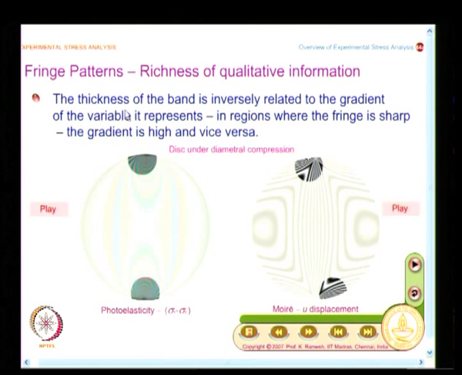The thickness of the band is inversely related to the gradient or the variable it represents. So, that we will see, I have a fringe pattern from photoelasticity, because photoelasticity has information in color, a colored fringe pattern is taken, and I also have a fringe pattern in Moire, and we will have a closer look at how the fringe thickness varies.